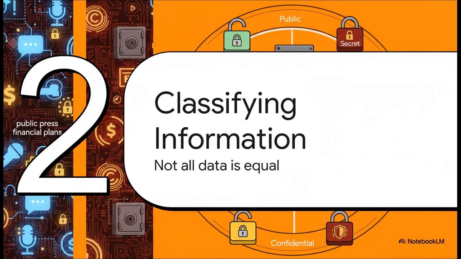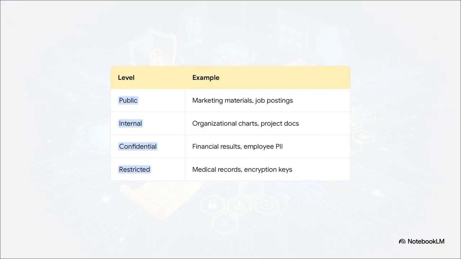Right, so it's a massive understatement to say that not all data is created equal. A public press release and, say, your company's secret financial plans obviously need very different levels of protection. And that's exactly where data classification comes in. It's the super important practice of sorting data by how sensitive it is so you can apply the right amount of security. A really common way to do this is with a 4-level system.